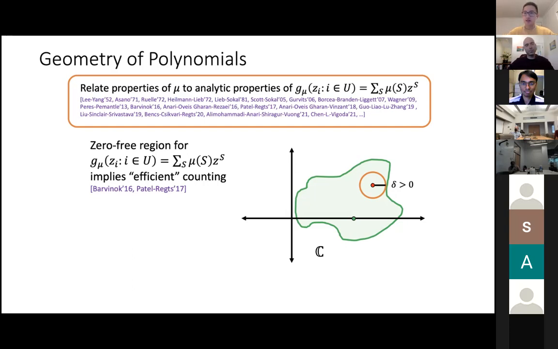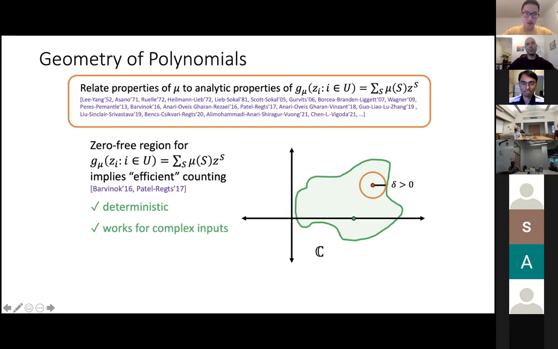So this is a very general method. It's often called the interpolation method. It has several nice features. For instance, it's a completely deterministic method, at least if you're trying to solve the approximate counting problem. It also works for complex inputs, in the sense that you can evaluate this generating polynomial at complex inputs.